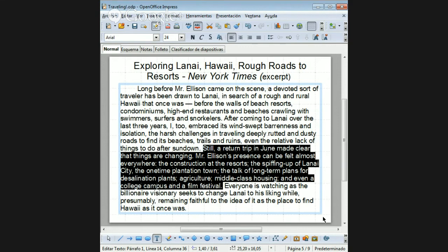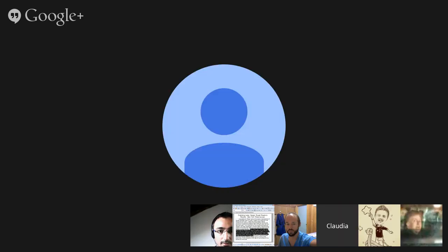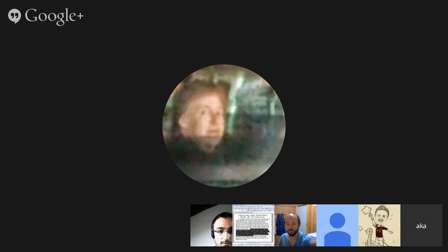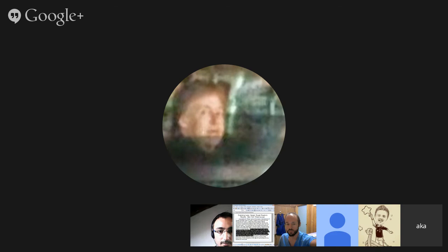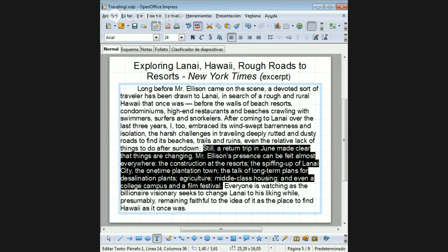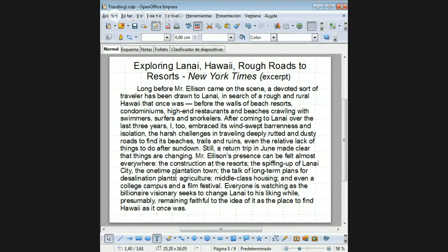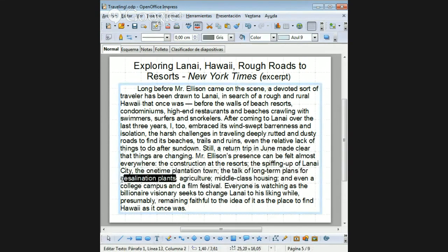Good. Really nice job. Good pronunciation. The only small thing, maybe, desalination. Can you repeat desalination? Desalination. Good. Perfect. And a desalination plant is just a plant that takes salt water and makes it fresh water. In case you didn't know that, that's a tricky one.